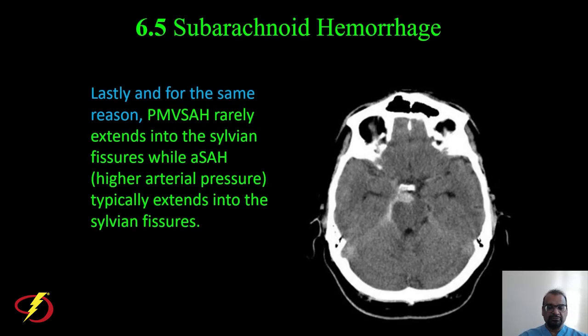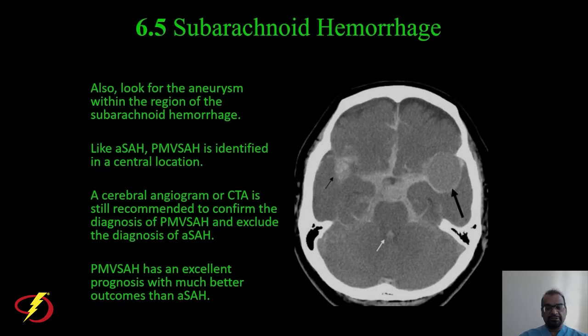The final thing to remember about paramesencephalic venous subarachnoid hemorrhage is it rarely extends anteriorly in the brain. Why is that? Because it has lower pressure. So unlike higher arterial pressure associated with aneurysmal subarachnoid hemorrhage, this lower pressure venous hemorrhage tends to be localized unilaterally within the prepontine and ambient cistern, usually at the pons or midbrain, and it doesn't extend anteriorly into the sylvian fissures like higher pressure aneurysmal subarachnoid hemorrhage does.